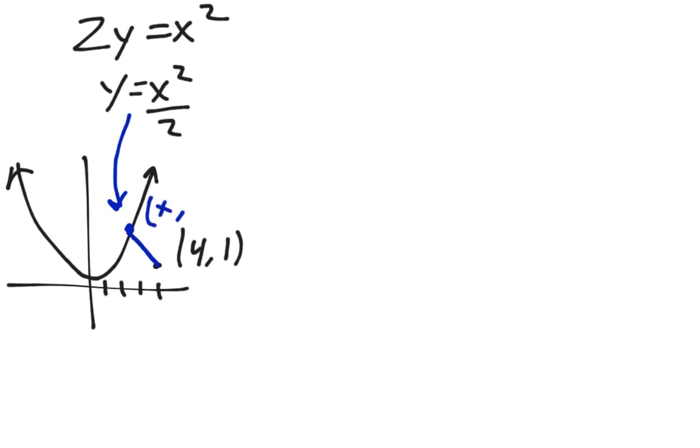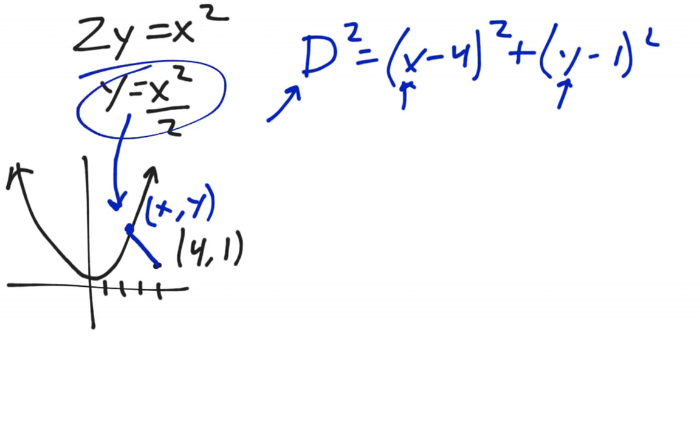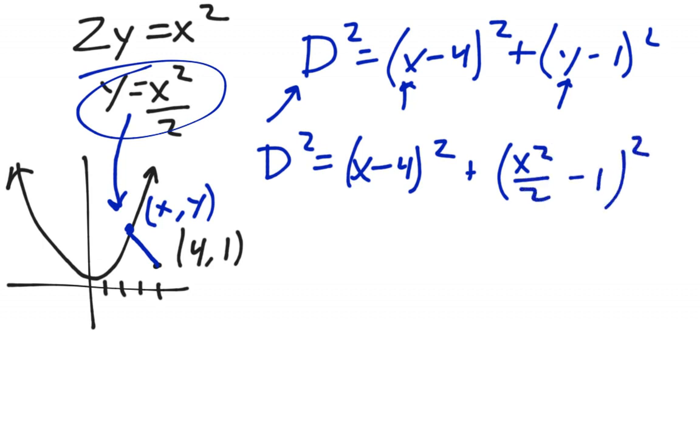Let's call this point x, y, and how do I find the distance between 2 points? I use the distance formula. So d squared equals x minus 4 squared plus y minus 1 squared. And then remember that if we're going to do optimization, I need d in terms of one variable. Well, I have x, I need to find y. Do I have a relationship between x and y? You bet your bottom. It's right there. So I'm going to plug it in. D squared equals x minus 4 squared plus x squared over 2 minus 1 squared. So that's my relationship there, as I'm going to plug that in.